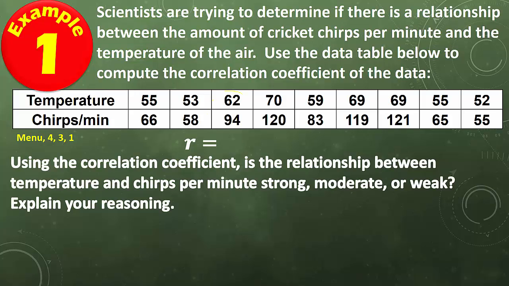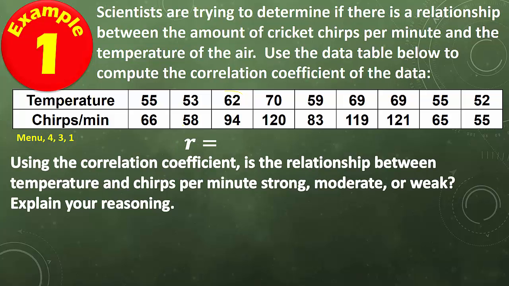All right, so let's look at some of these examples. Scientists are trying to determine if there's a relationship between the amount of cricket chirps per minute and the temperature of the air. We need to use the data below to compute the correlation coefficient. So we're just finding the correlation coefficient, and we're going to use that to answer the question. All you're going to be doing is opening a new document in TI Nspire, putting in this data right here, the temperature and the chirps, and then when you're done, hit menu 431.